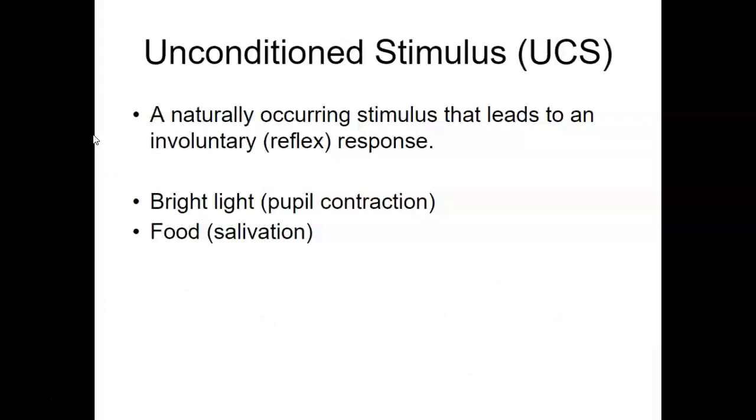Okay, so let's define these a little bit more. An unconditioned stimulus, the UCS, is a naturally occurring stimulus that leads to an involuntary reflex or response. So a stimulus might be, hey, somebody turns on the light in the middle of the night. That's the stimulus. But what happens? Your pupils contract. Did you have to train them to do that? No, they just did because it's unconditioned.